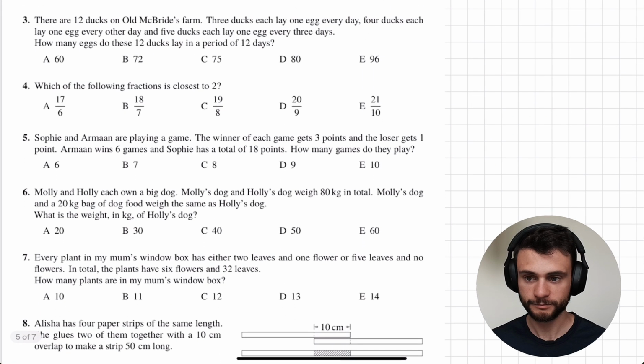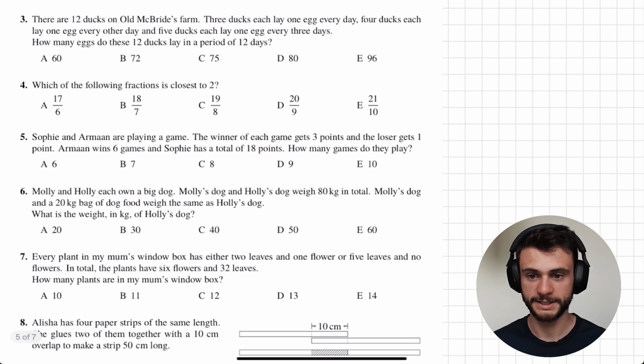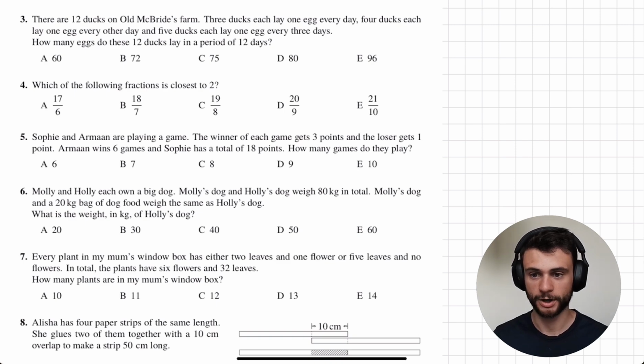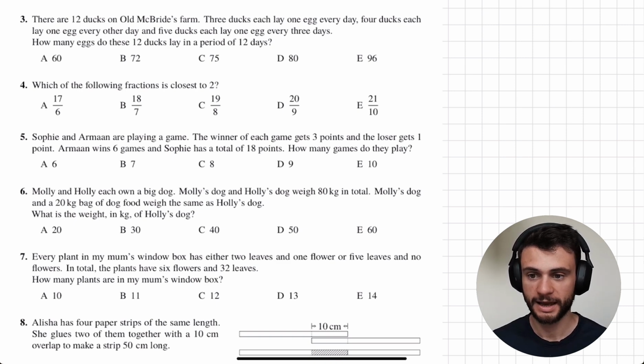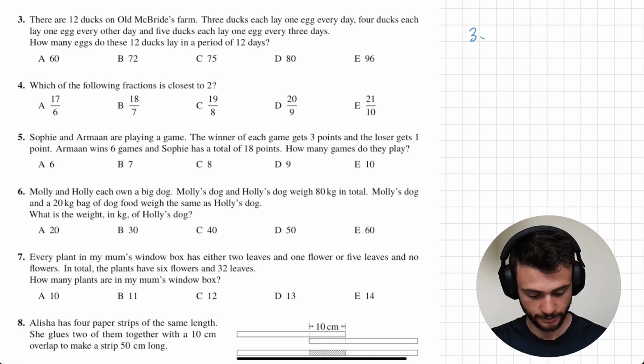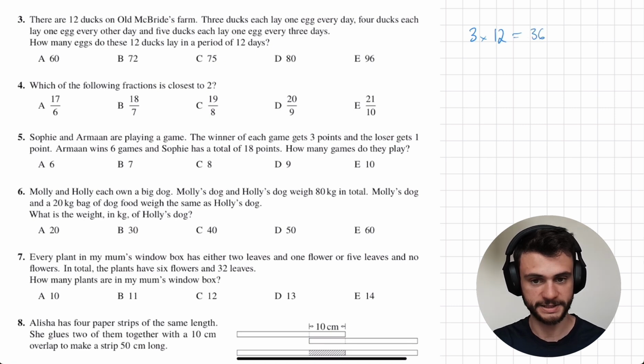Question 3. There are 12 ducks on Old McBride's farm. 3 ducks each lay 1 egg every day, 4 ducks each lay 1 egg every other day, and 5 ducks each lay 1 egg every 3 days. How many eggs do these 12 ducks lay in a period of 12 days? So the 3 ducks that lay 1 egg every day will lay 12 eggs each, or 36 eggs in total.